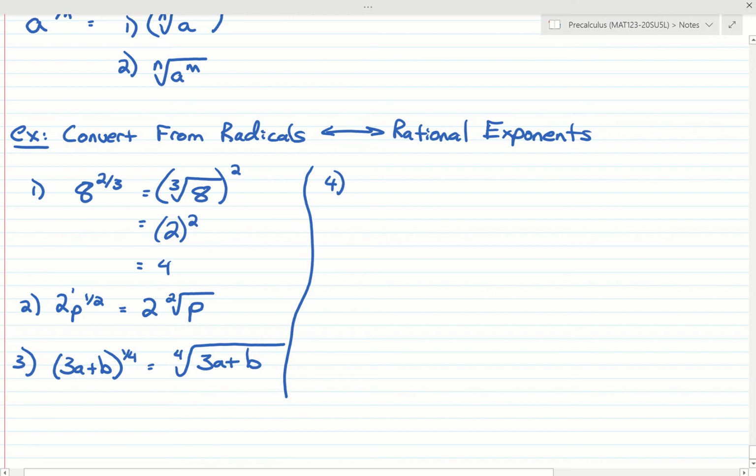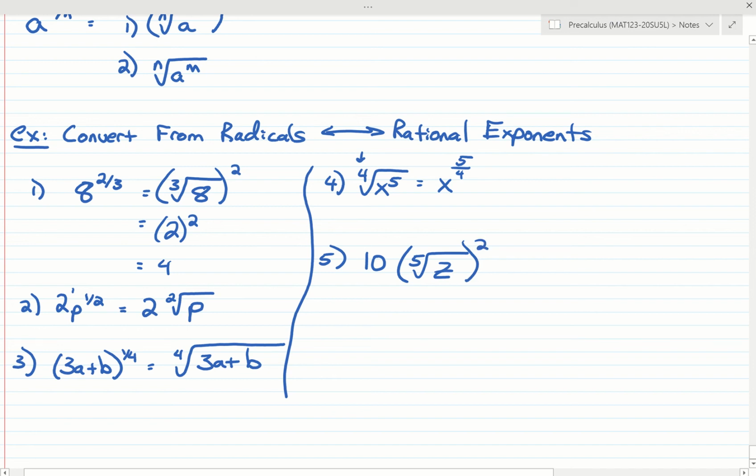The 4th example says, let's write the 4th root of x to the 5th as rational exponents. So according to the rule, this is always the denominator of our fraction, and the 5 would go on top. What about if we had 10 times the 5th root of z, all to the second power?